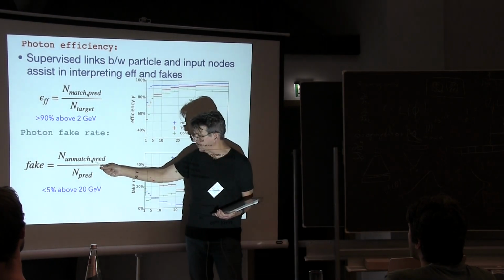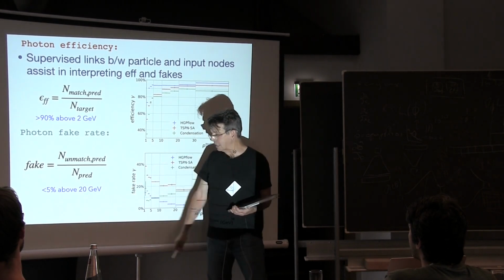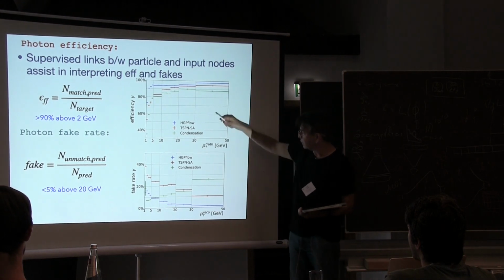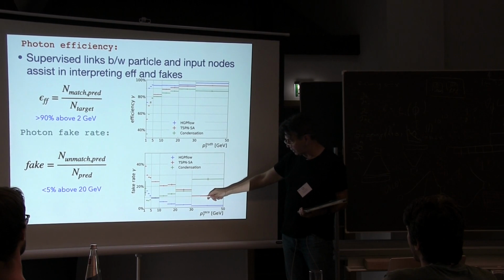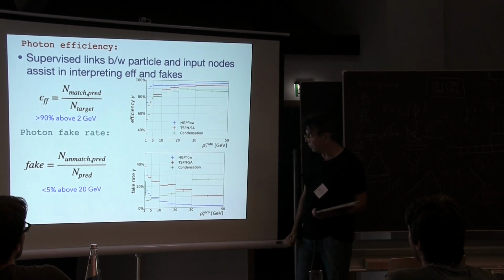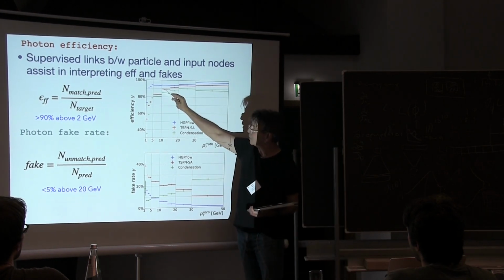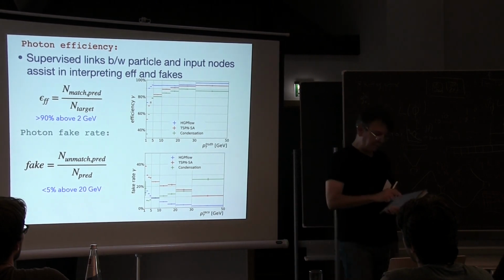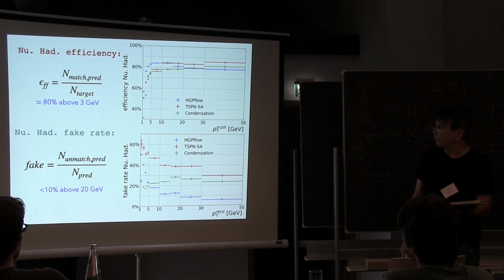How many are predicted as photon but are unmatched? And that's less than 5% for the hypergraph, and the rest are way above, you see? The TSP and the slot attention is here. The object condensation is not at all able to do it. Same thing here, the slot attention is a little bit below the hypergraph. Same thing for hadrons, not for photons.